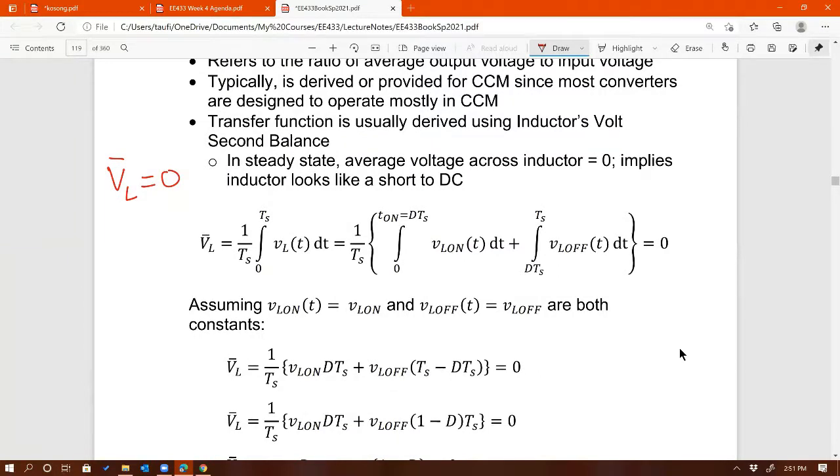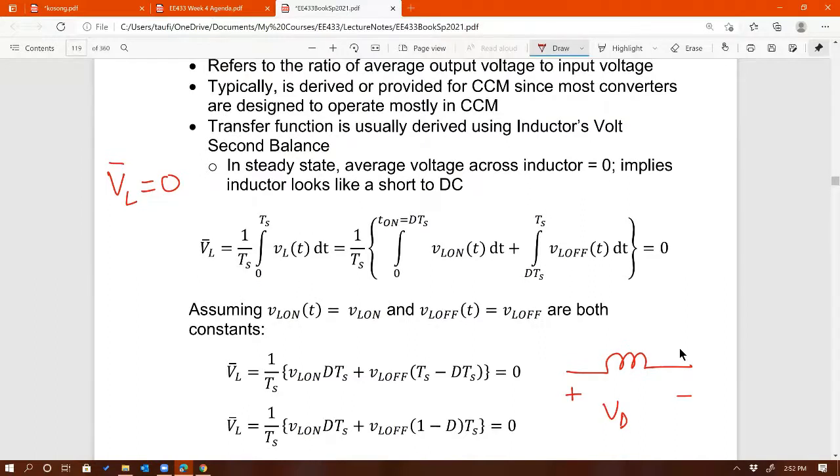And this should not be new to you, because you learned from circuit class that if you have an inductor and you apply a DC voltage across it, what's going to happen? What happens with the inductor when you apply DC voltage across it? The inductor acts like a what? Like a short, right? For a DC, the inductor looks like a short. You agree? For a DC.